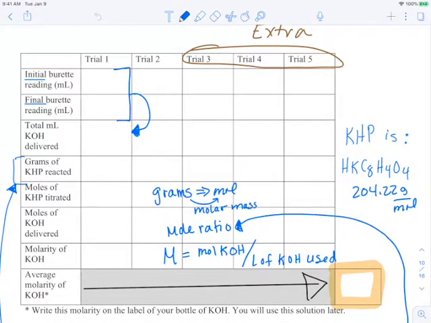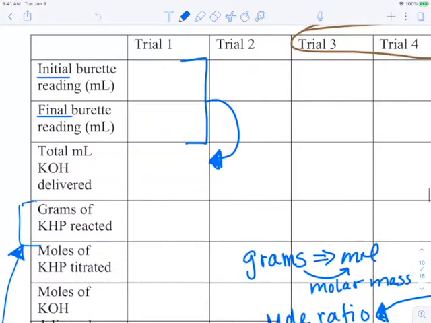So, initial burette and final burette. To find your total KOH delivered, it's the difference between those two. It is a subtraction, the final minus the initial, and it should be a positive number. If for some reason you subtracted them in the wrong order and got a negative number, make sure you make it positive because we're talking about milliliters. They should always be positive.